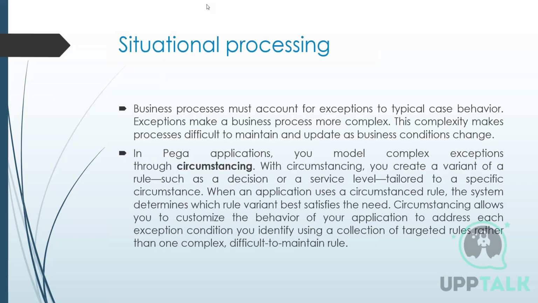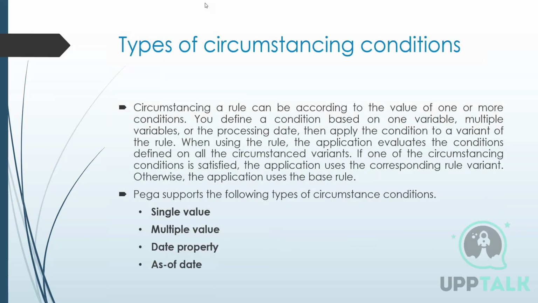When it comes to circumstancing, I have 4 different options in which I can start circumstancing my rules: based on single value, based on multiple value, based on date, and based on as of date. So here the purpose is, according to the inputs that I give or the case specific inputs, the appropriate rule would be picked. I cannot keep on creating a rule for each of my special conditions. So instead, we are circumstancing the same rule according to the different business scenarios that are coming.